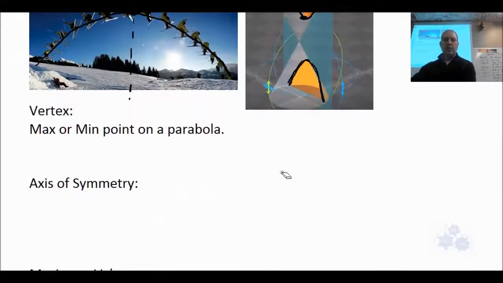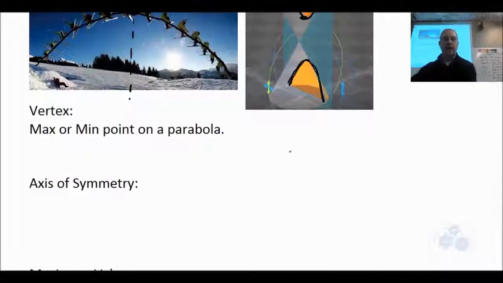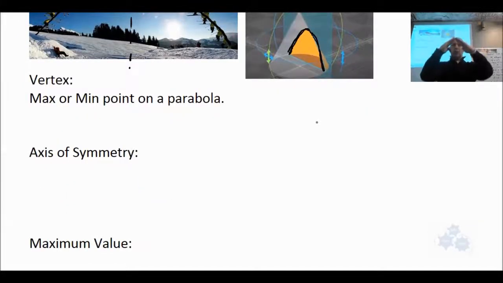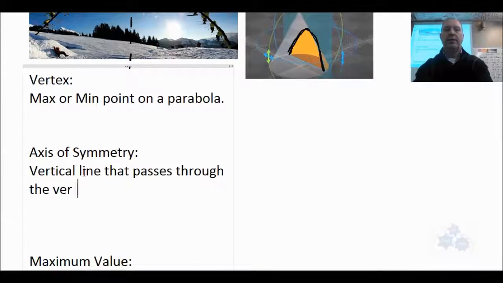Okay, what else do we need to talk about? Axis of symmetry. All right, so remember I said that a parabola is symmetrical when you draw a line through the vertex. And so the axis of symmetry would be the vertical line that passes through the vertex. Okay? And it's what cuts the parabola exactly in half. So the axis of symmetry, vertical line that passes through the vertex.